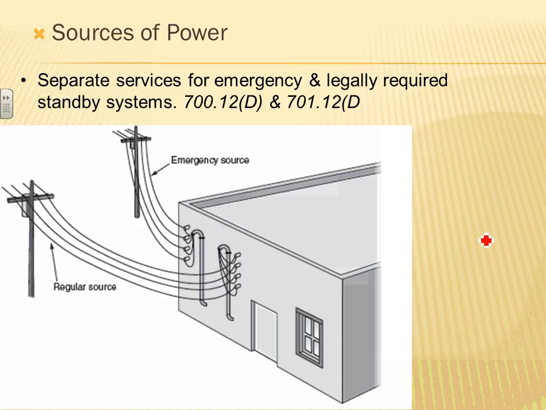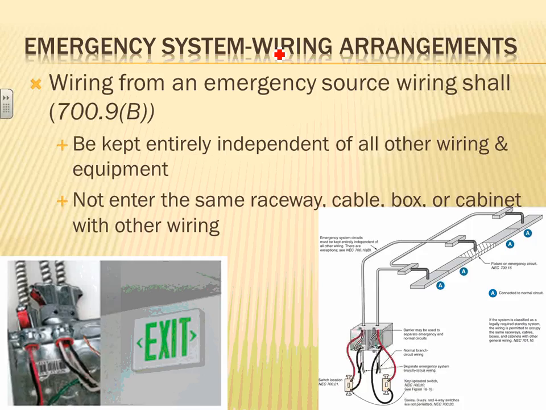So that's one option. Now, for sources of power, legally required standby system and emergency system require two sources of power. These two sources of power can be batteries, like the bug eyes, or can be two services coming to the building. It's hard to get this to qualify based on 101, the safety code, because I believe NFPA 101 does not recognize another service coming to the building as another source of power for the emergency system. The code recognizes it, but the emergency code, NFPA 101, does not. So just be aware of that.